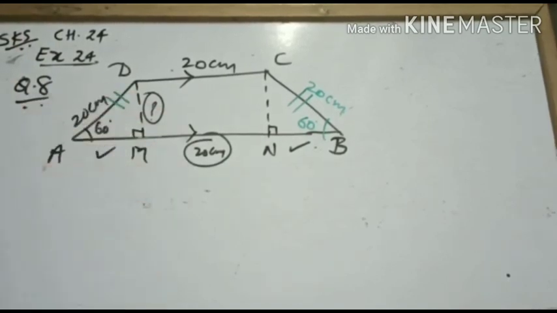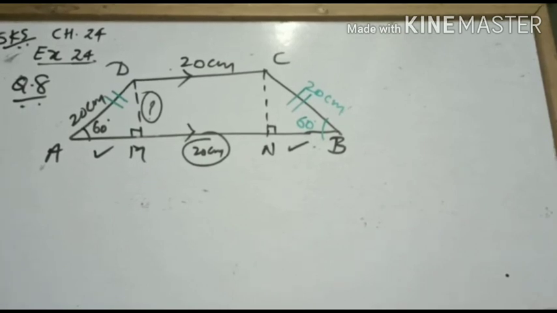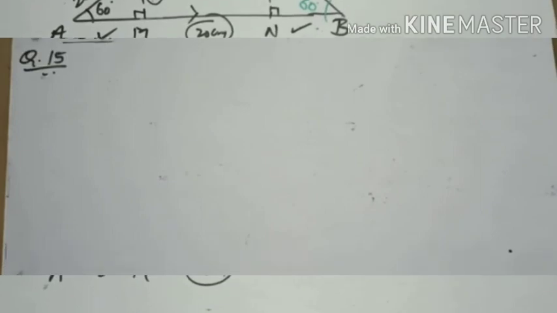So this question as such is not difficult, but for your revision of the concept, whenever they say isosceles trapezium, it means non-parallel sides are equal as well as base angles are equal.